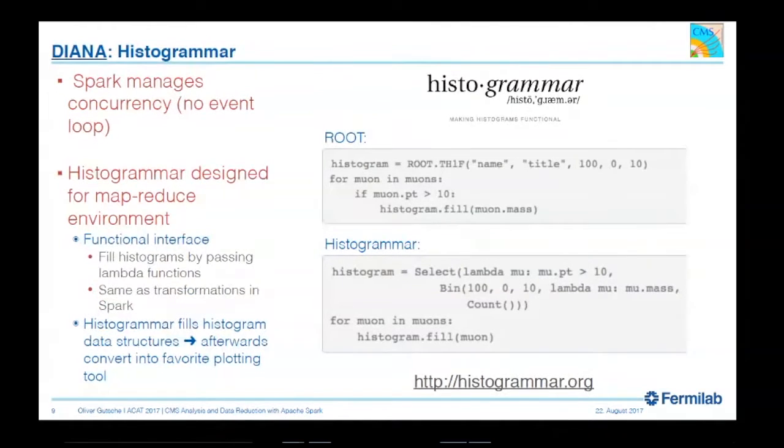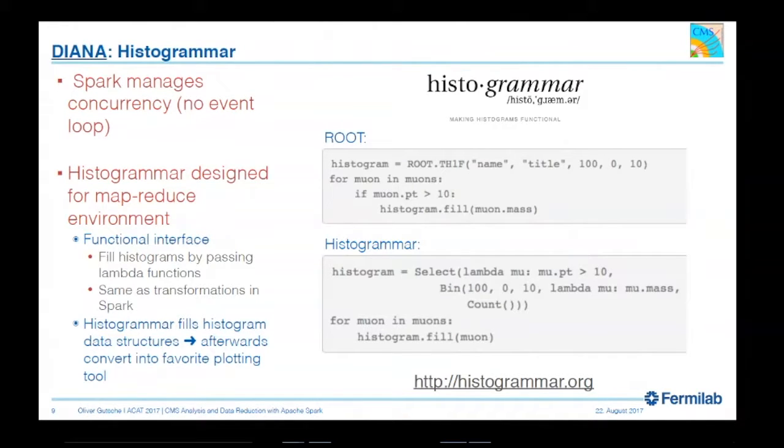The first thing we did together with Diana, and Jim Pivarski, the main architect, who sits in the back of the room. Here we talk about histogrammar. Histogrammar is a way of doing histograms the map-reduce style. You know that Spark really manages concurrency, so it actually takes the event loop away from you, and you program more in a functional way. This is what we also discussed with Gordon and Kyle in Amsterdam, that this is possibly coming. Histogrammar is designed for this environment. It has a functional interface. It fills histograms by passing lambda functions, and it does the same as transformations in Spark.